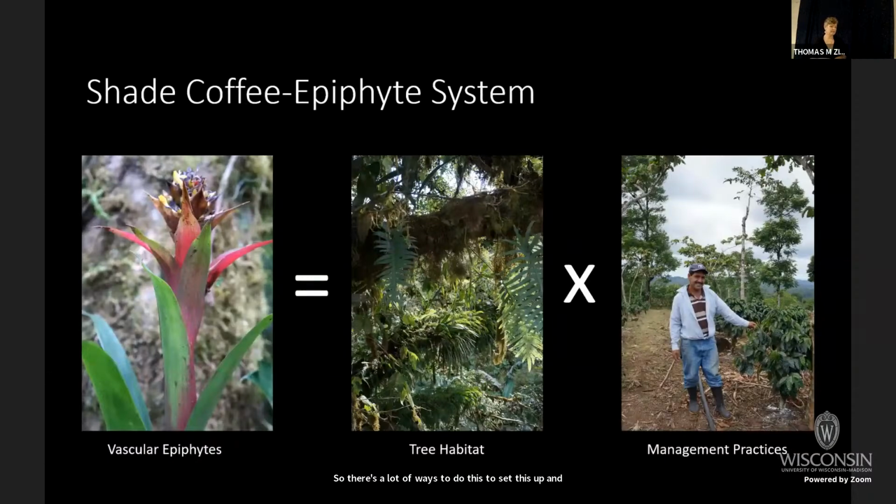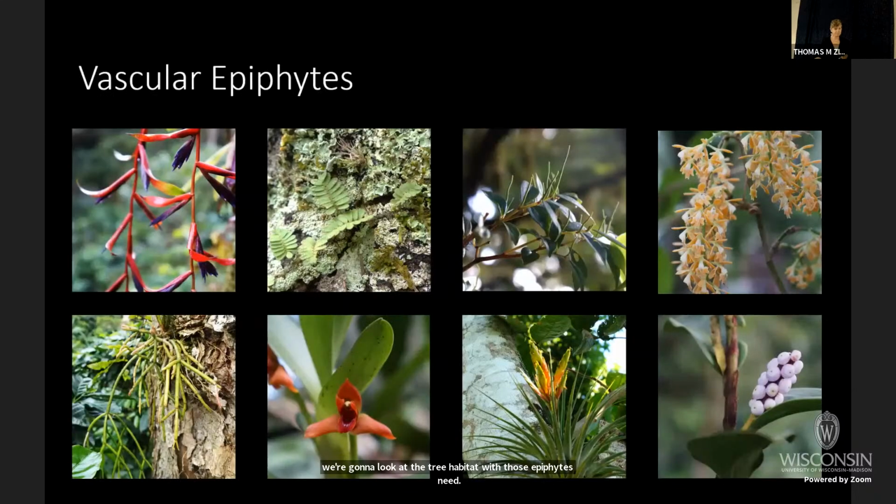And I'm going to look at this system with my biodiversity variable of interest being vascular epiphytes. And we're going to look at the tree habitat that those epiphytes need, and then the management practices that inform that. So what are vascular epiphytes?